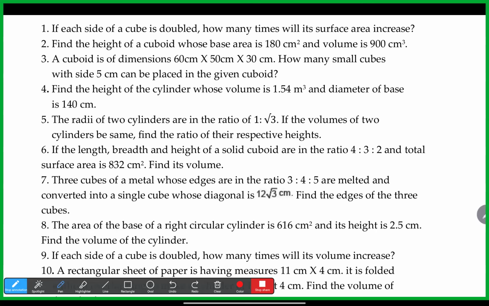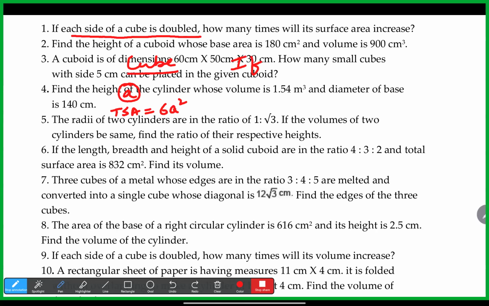If each side of a cube is doubled, how many times will its surface area increase? For this type of question, they said each side of the cube is doubled. Normally for a cube, if the side is A, what is the surface area? It is 6A square. If the normal cube side is A, the surface area is 6A square. Yes or no?